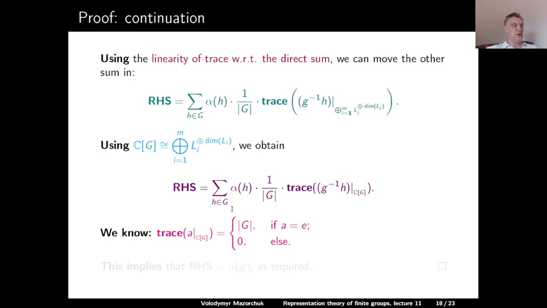So in this sum, almost all summands will disappear. Whenever g inverse h is a non-identity element, the corresponding summand will disappear. And the only summand which will be left is when g inverse h is the identity, which means h is equal to g, and this summand will produce the cardinality of G here, which will cancel the cardinality of G in the denominator, and we will get that the right-hand side of our formula is equal to alpha of g. And this completes the proof of the inverse Fourier transform formula.